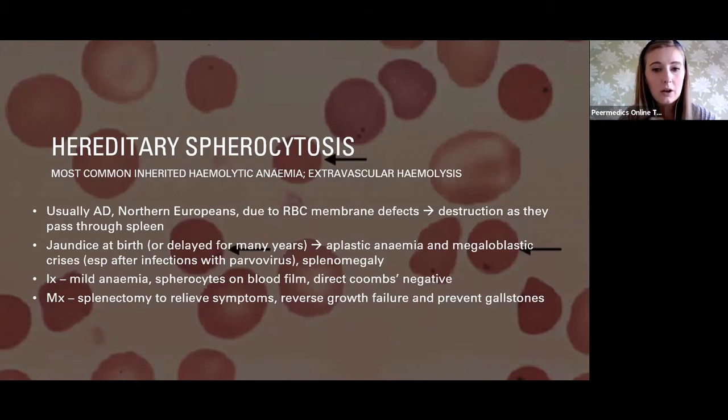So in your investigations, if you do a blood film, you might notice spherocytes and your direct Coombs test will be negative because there's no autoantibodies. It's to do with a membrane defect instead. So you may find that splenectomy relieves some symptoms and reverses growth failure, because remember this is most commonly presented in childhood, if not from the neonatal period, and it might also prevent gallstones as well.